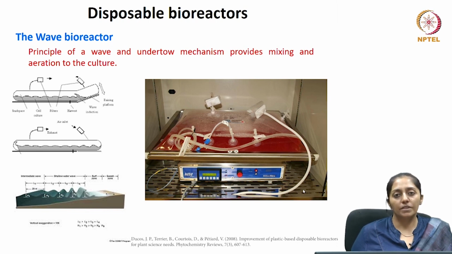So, in those cases, disposable bioreactors or wave bioreactor is one such example of disposable bag bioreactors, which is currently in use commercially for antibody productions, for phytochemicals production. It is based on the principle of wave and undertow mechanism, which is enough to provide adequate mixing to these cultures, and oxygen requirements are also adequately met by the wave and undertow mechanism.